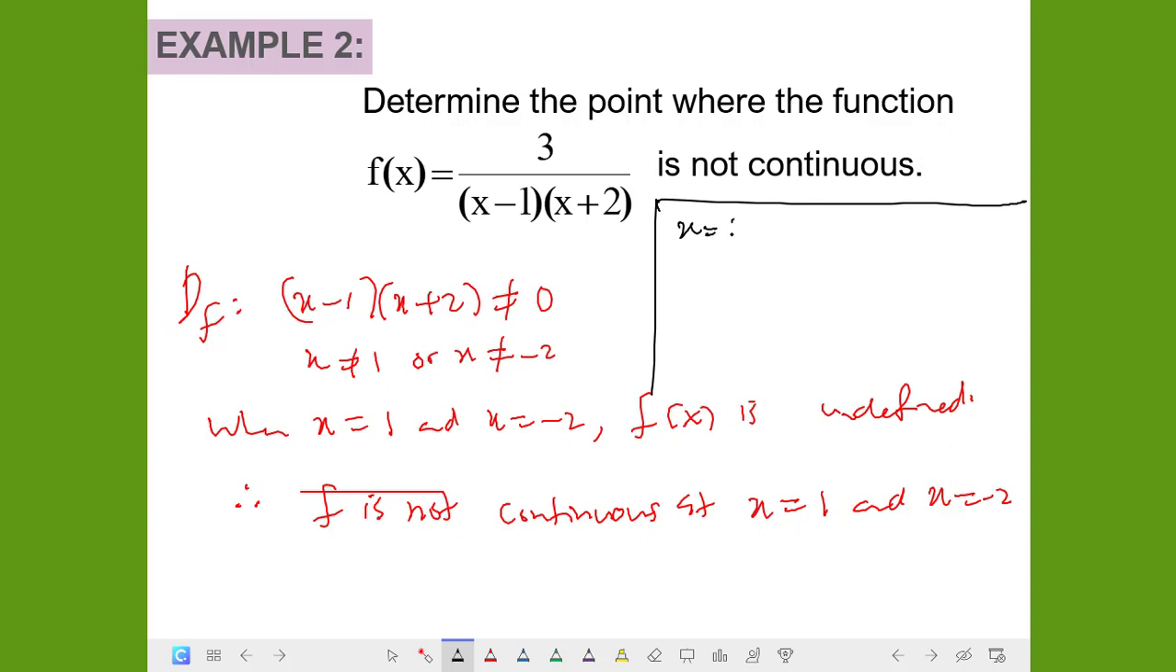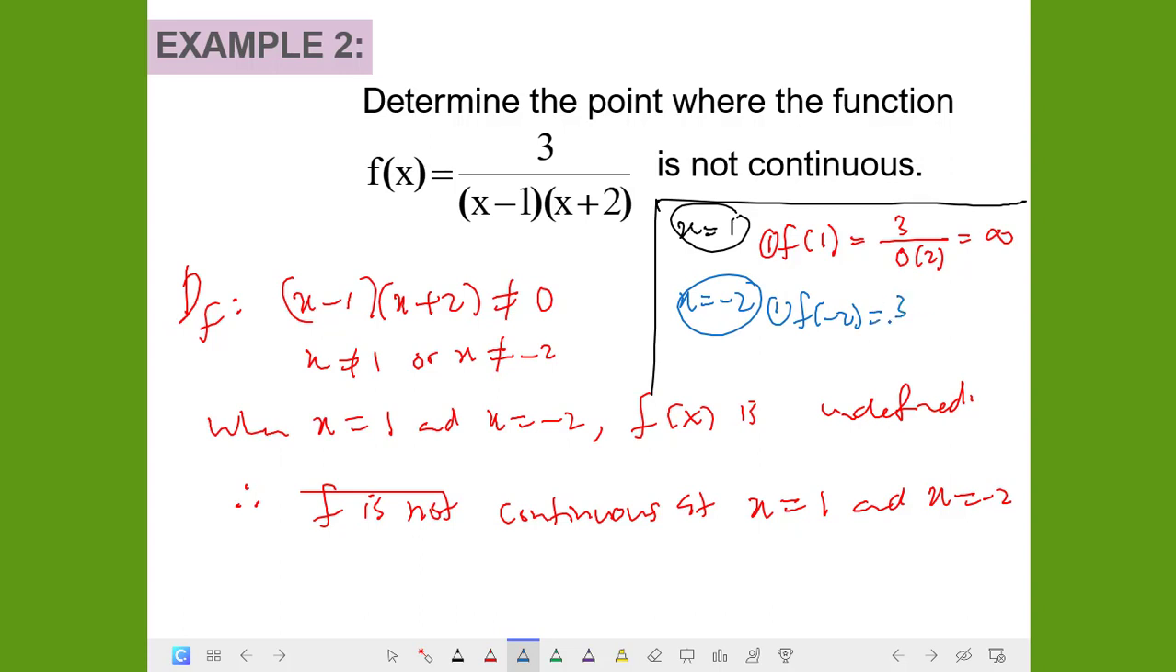Why? When you substitute x is equal to 1, f of 1 is 3 over 0. This is infinity, undefined, and stop. This is the first step. You don't have to follow the second and third steps. When x is equal to negative 2, f of negative 2 is 3 over 0, also undefined. Don't have to find the limit.